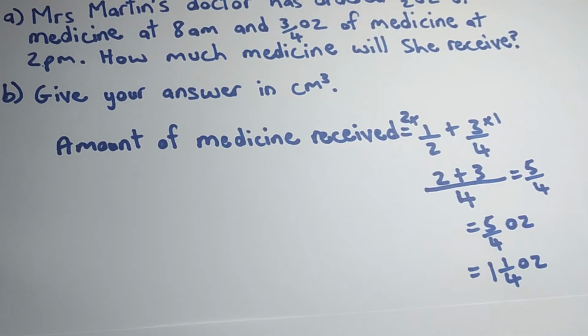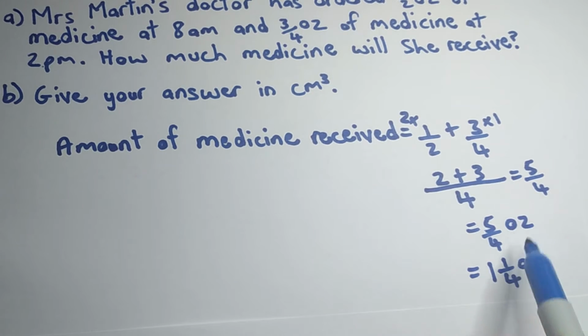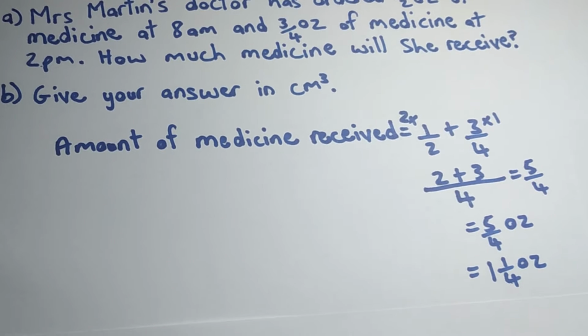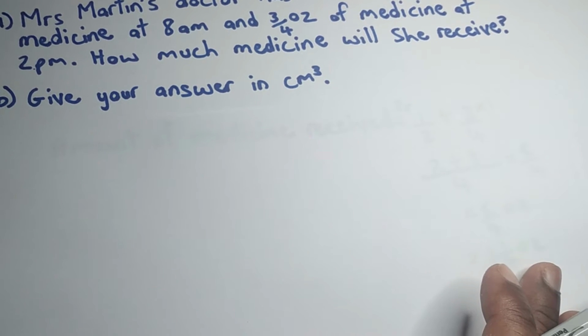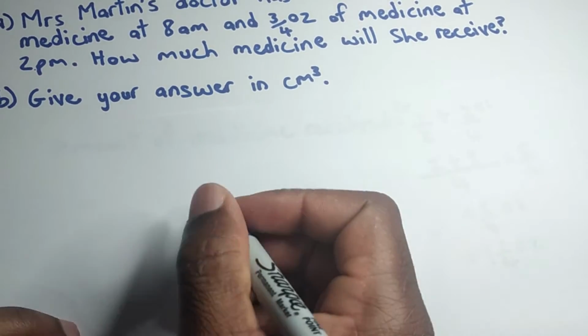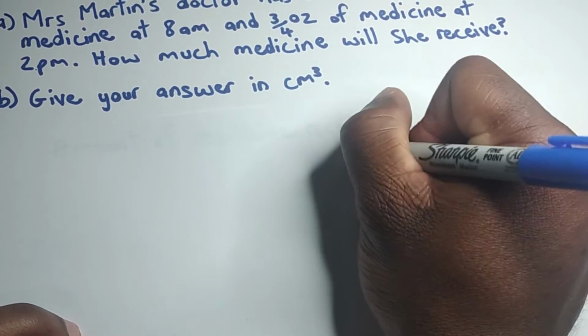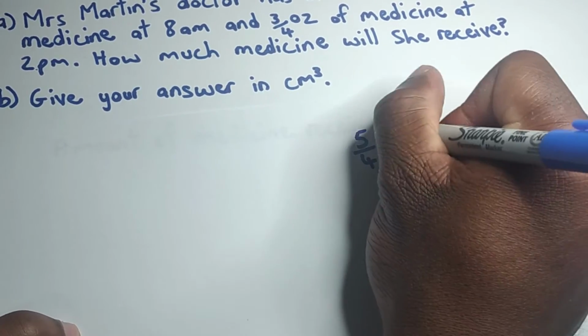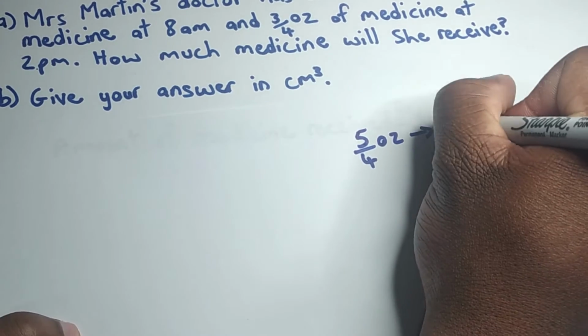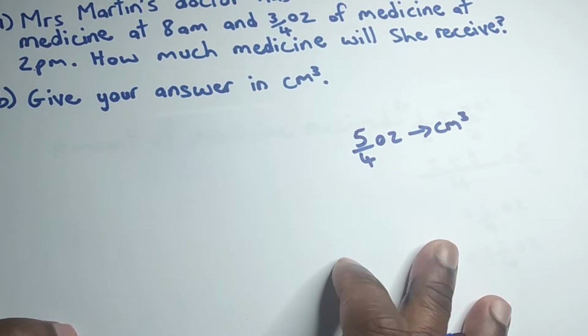Now, what we want to do is to convert this 5 over 4 ounce, which is the same thing as 1 and 1 over 4 ounce, to centimeter cube. So let's see how we do that. So remember what we are dealing with. We want to convert the 5 over 4 ounce to centimeter cube.